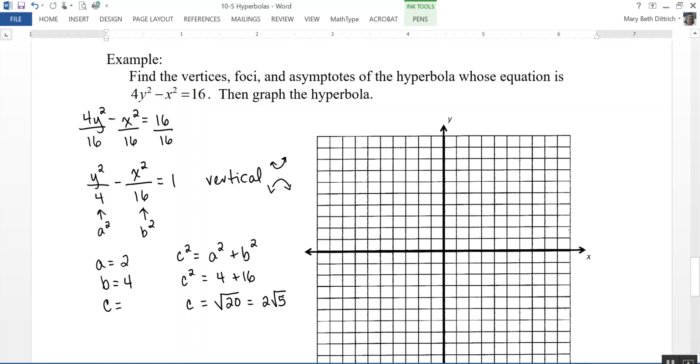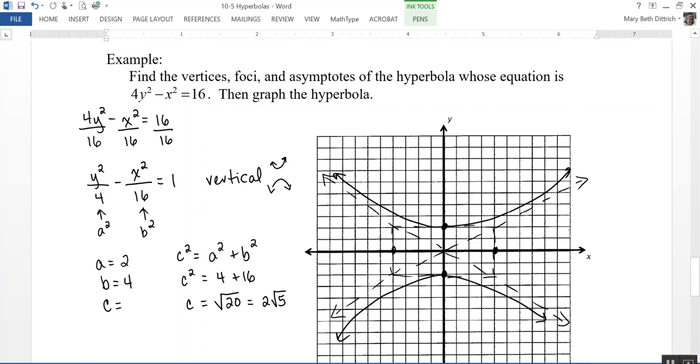Let's go ahead and graph. So since it's vertical, my a is going to be up and down, so I'm going to have a vertex at 2 units up, a vertex at 2 units down, and then my covertices 4 units to the left and the right. Those are going to create my box, which I will just dash. These create my asymptotes, the diagonals of that rectangle. Okay, and I know this opens up and down, so it's going to start here at the vertex and go out like this. Start here at the vertex and go like that. And the same thing here.